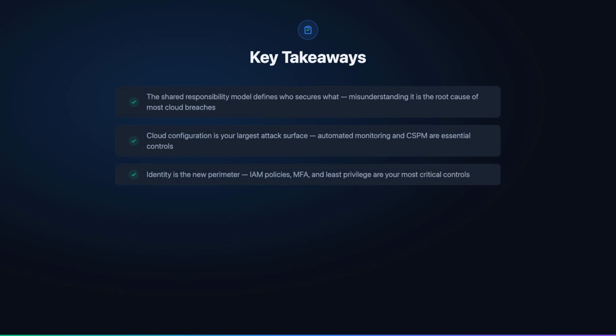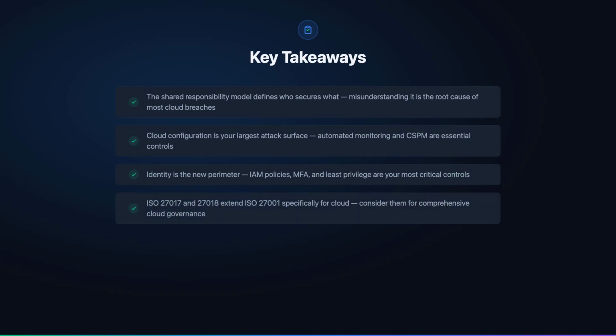Third, identity is the new perimeter in cloud environments. Without physical network boundaries, IAM policies, multi-factor authentication, and strict least privilege enforcement become your most critical security controls. Invest heavily in getting identity right.